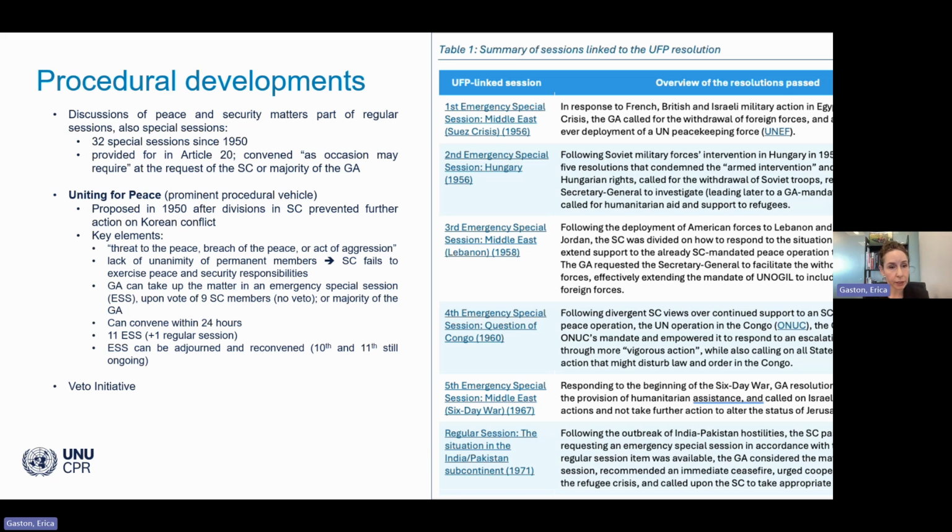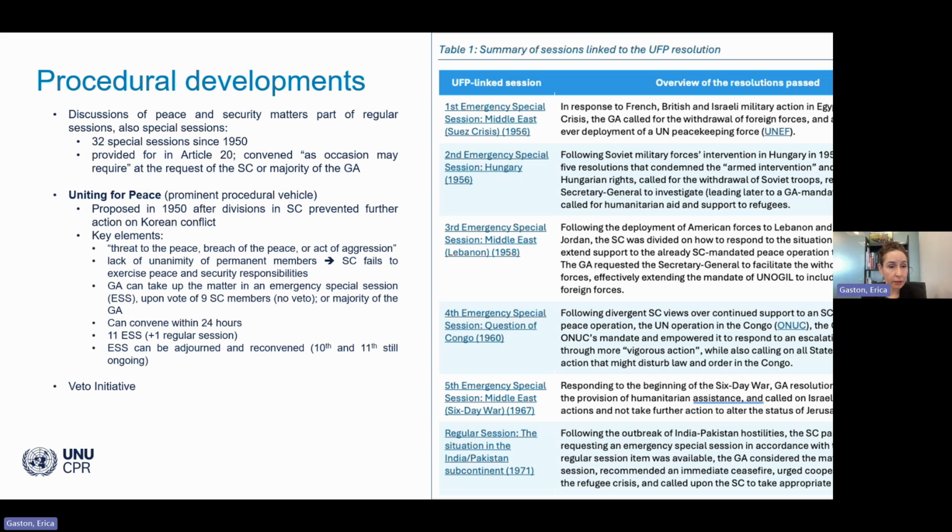But with the vote of 9 Security Council members in the current configuration, or a majority of the General Assembly, one of these emergency special sessions can be convened within 24 hours, so quite rapid. That's the intent of it.